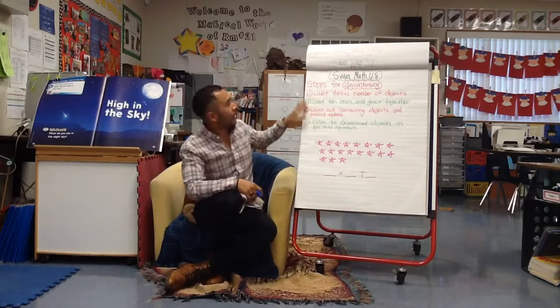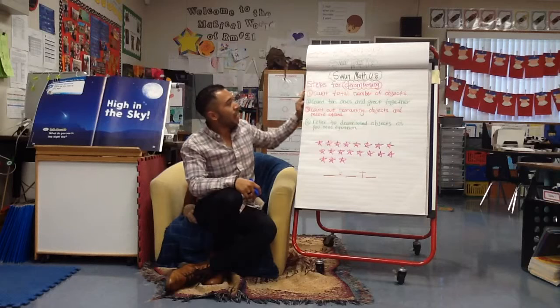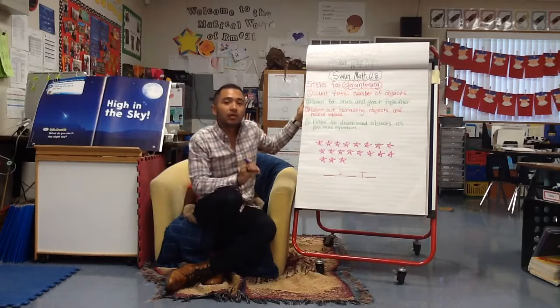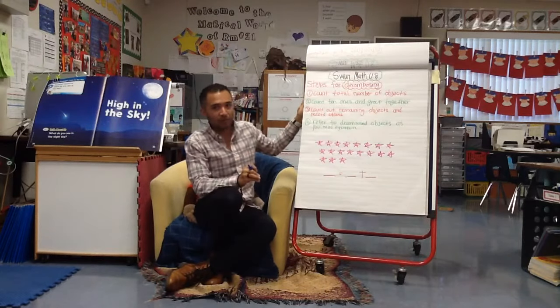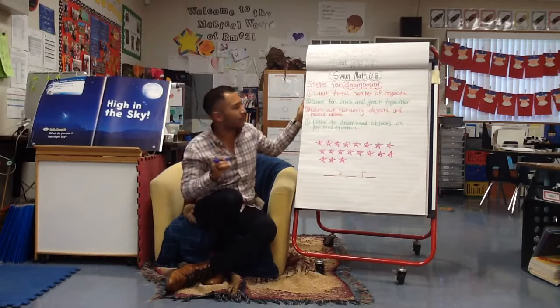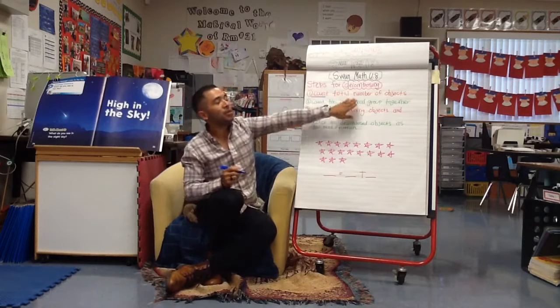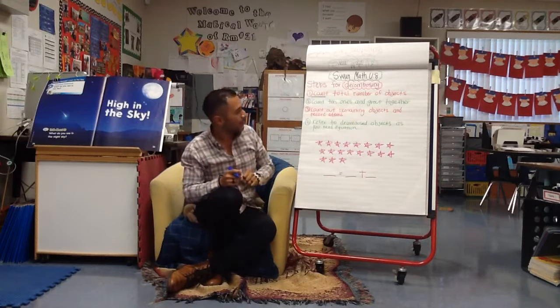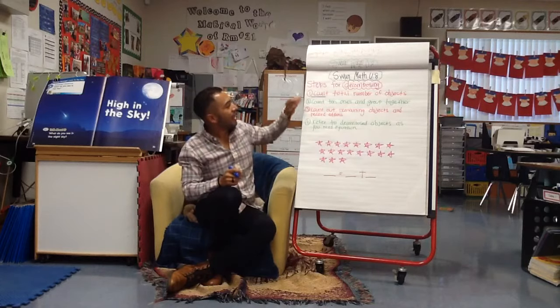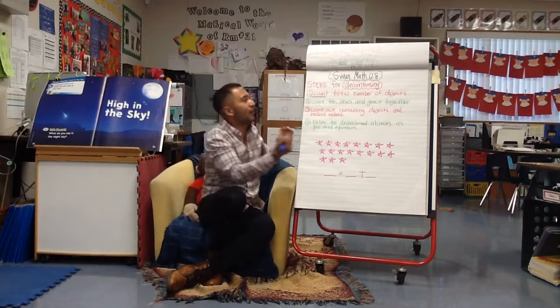And here we have our steps for decomposing. First, we have to count the total number of objects, boys and girls. The first thing we have to do for decomposing numbers is count the total number of objects. Okay. Next, I have to count 10 ones and group them together.